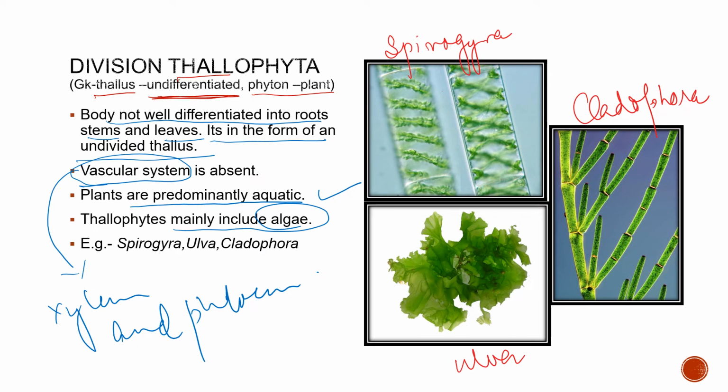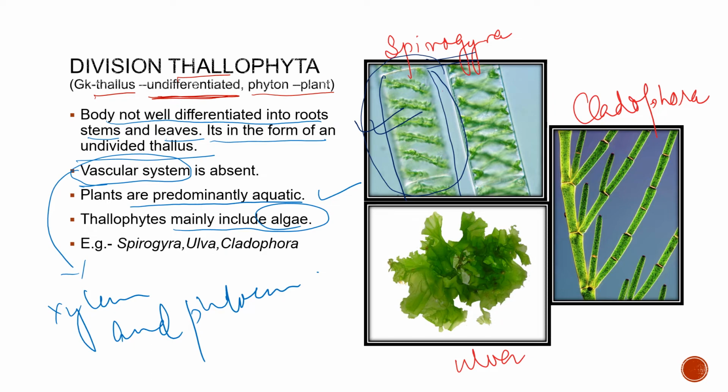I have taken three. Please follow the diagram here. The three main examples under which we are discussing Thallophyta, the first one is Spirogyra. See, in this the body is not well differentiated into roots, stems and leaves. It's just an undivided thallus. This is Spirogyra. It is an undivided thallus. The plant is not divided into roots, stems and leaves.